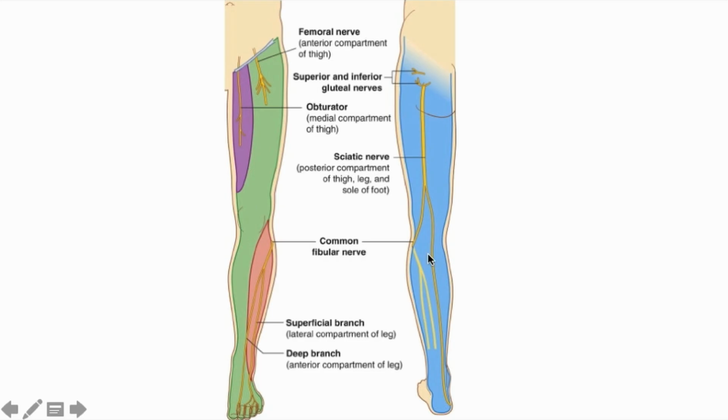Most muscles in the posterior compartment of the thigh and leg and the sole of the foot are innervated by the tibial part of the sciatic nerve. That's why when we think of sciatica, or pain in the sciatic nerve, we typically think of it as running down the back of the leg and even into the heel area.